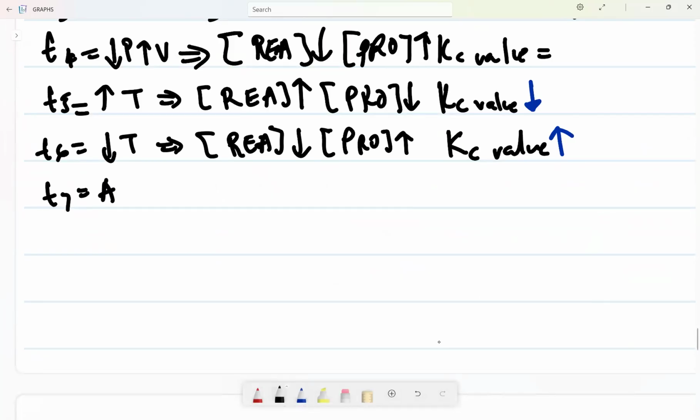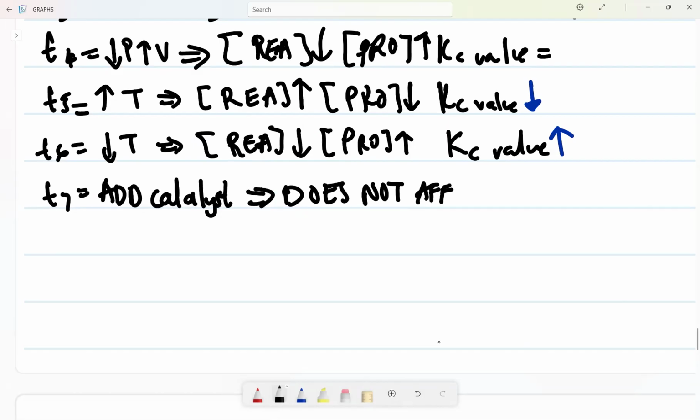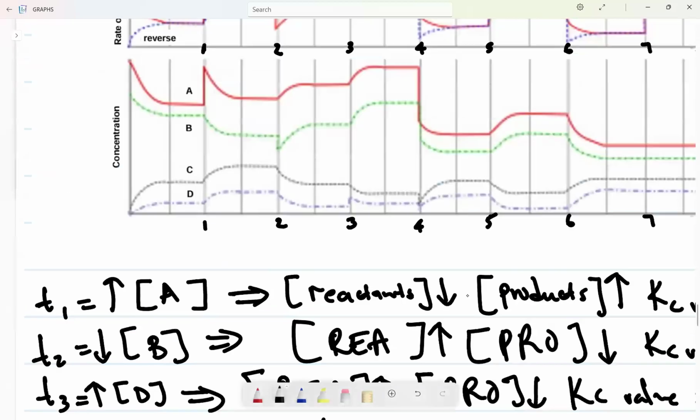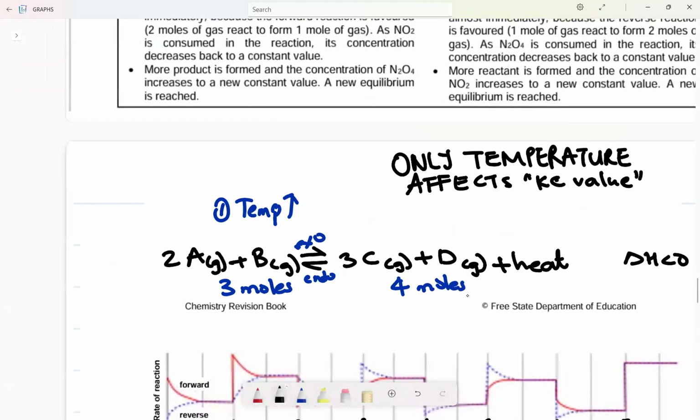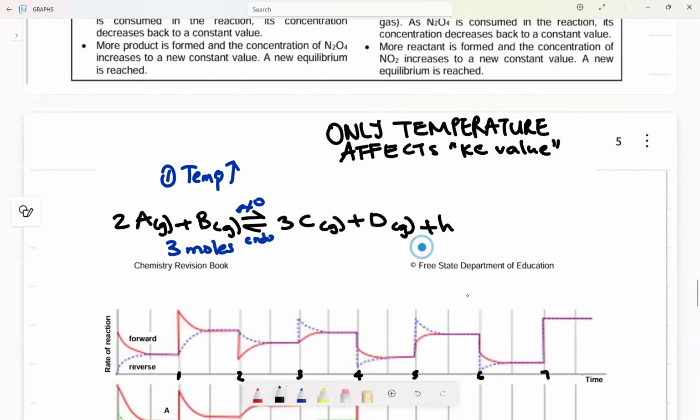Time T7, add catalyst. What will it do? It will increase, it only increases the rate. It does not affect the concentration. Then the Kc value, what will happen? It will remain constant. It is only affected by temperature. Now let me erase this and check whether we are correct or not.